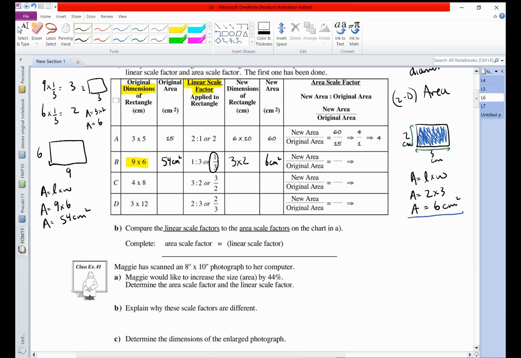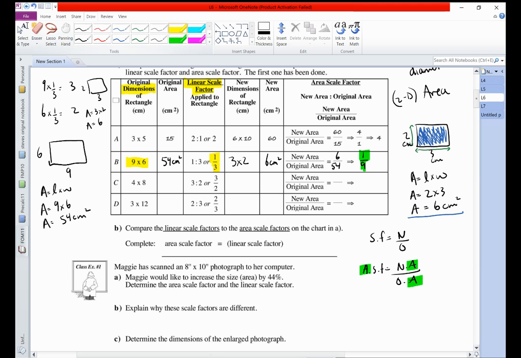Just like linear scale factor, do you remember our linear scale factor was new over original? Well, now our area scale factor is just going to be new area over original area. It's the same formula, but now everything's an area, which is totally fine. New area over original area, 6 over 54, and that can be reduced to 1 over 9. So our linear scale factor was 1/3, and our area scale factor was 1/9.